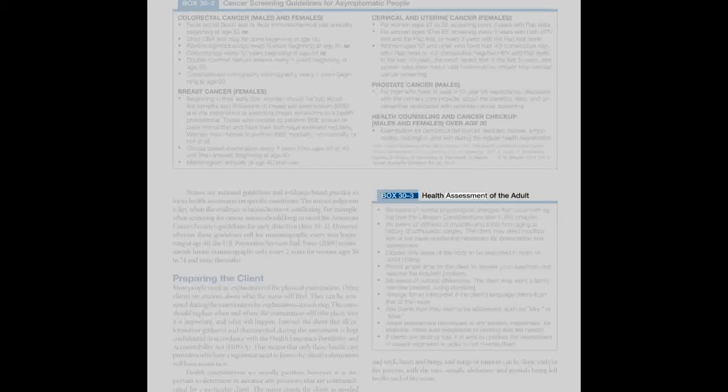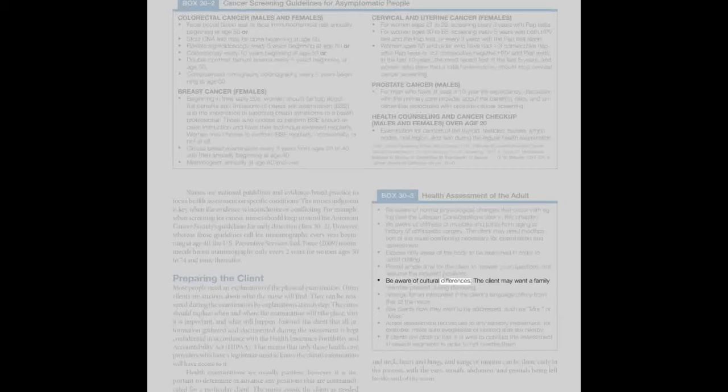Box 30-3, Health Assessment of the Adult. Be aware of normal physiological changes that occur with aging. See the lifespan considerations later in this chapter. Be aware of stiffness of muscles and joints from aging or history of orthopedic surgery. The client may need modification of the usual positioning necessary for examination and assessment. Expose only areas of the body to be examined in order to avoid chilling.